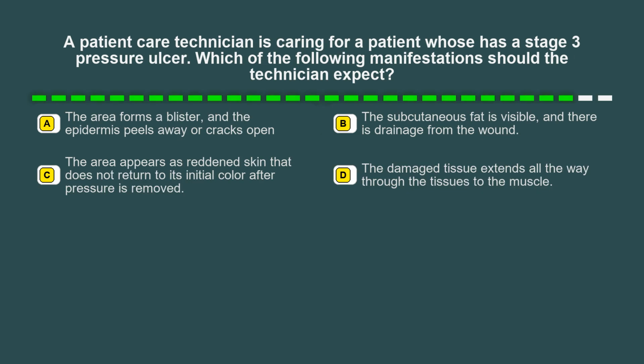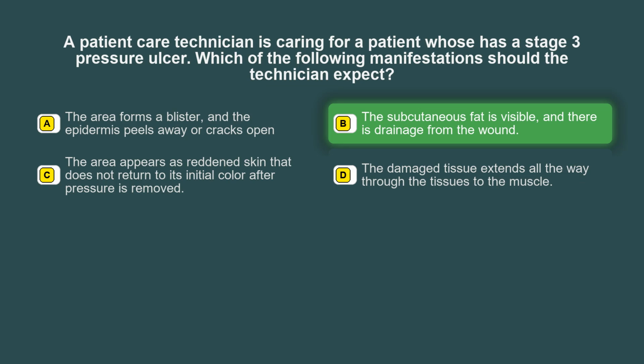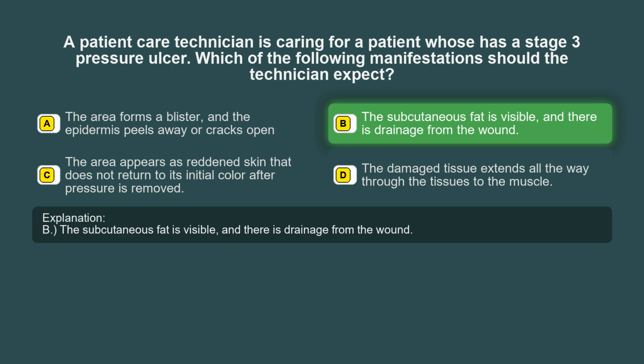Question 75. A patient care technician is caring for a patient who has a stage 3 pressure ulcer. Which of the following manifestations should the technician expect? Option A, the area forms a blister, and the epidermis peels away or cracks open. Option B, the subcutaneous fat is visible, and there is drainage from the wound. Option C, the area appears as reddened skin that does not return to its initial color after pressure is removed. Option D, the damaged tissue extends all the way through the tissues to the muscle. The correct answer is option B, the subcutaneous fat is visible, and there is drainage from the wound.